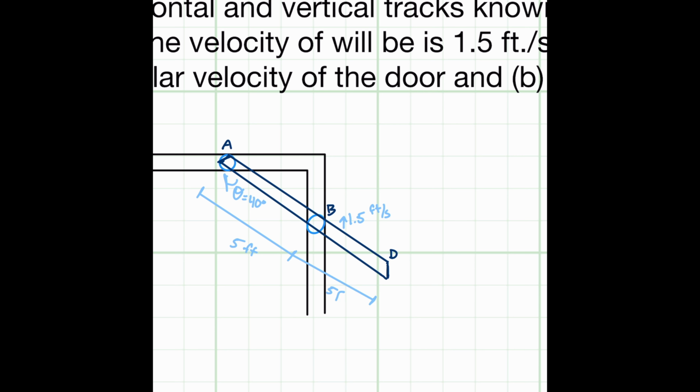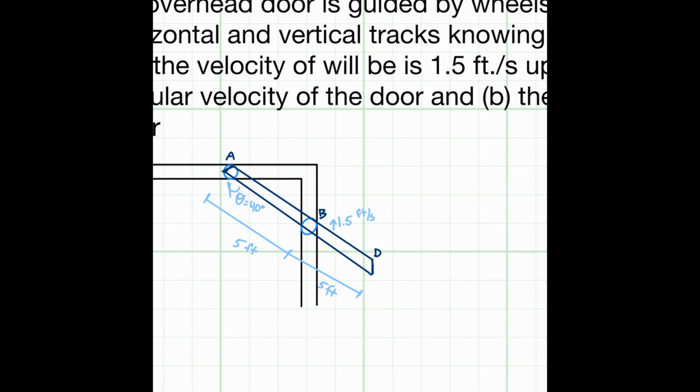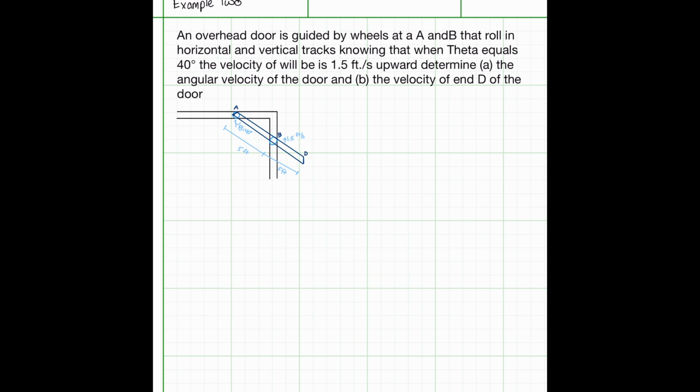And we want to find the angular velocity of the door and the velocity at point D of the door, that free end. As you can see, this is very similar to our first example, just with a bit more context and going in a different direction with different angles.